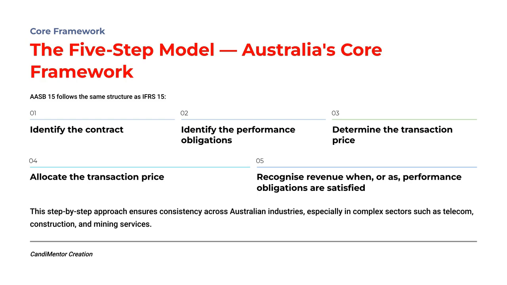The five-step model, Australia's core framework. AASB 15 follows the same structure as IFRS 15. 1. Identify the contract. 2. Identify the performance obligations. 3. Determine the transaction price. 4. Allocate the transaction price. 5. Recognize revenue when or as performance obligations are satisfied. This step-by-step approach ensures consistency across Australian industries, especially in complex sectors such as telecom, construction, and mining services.